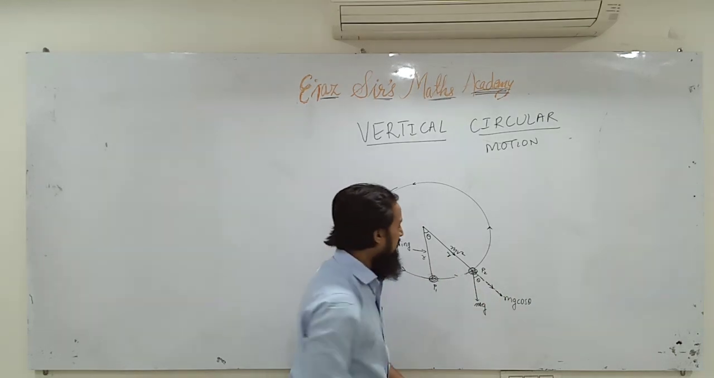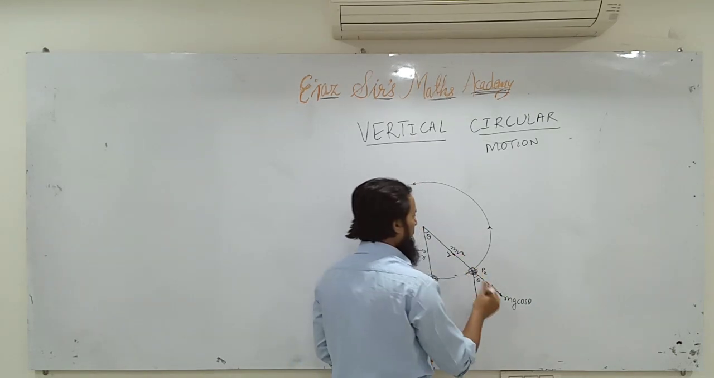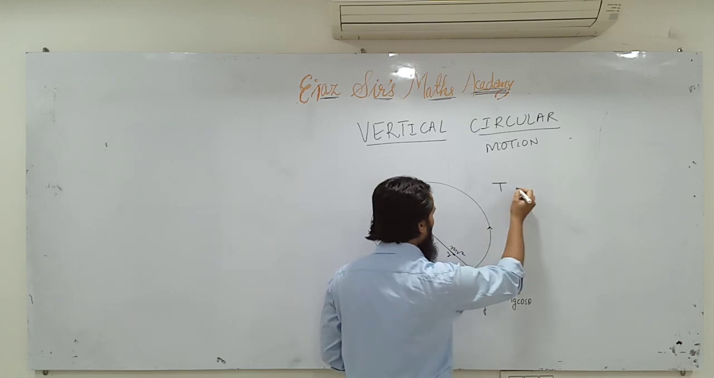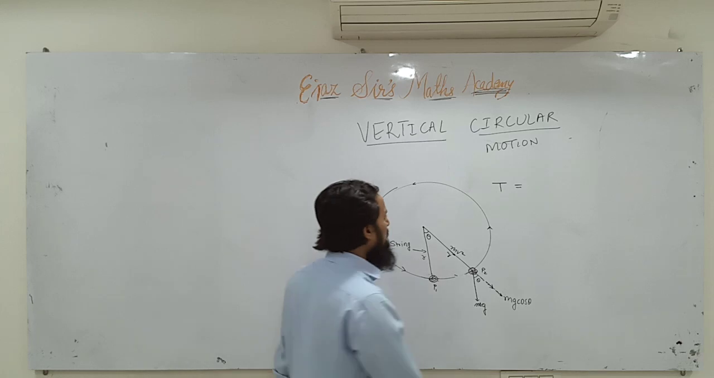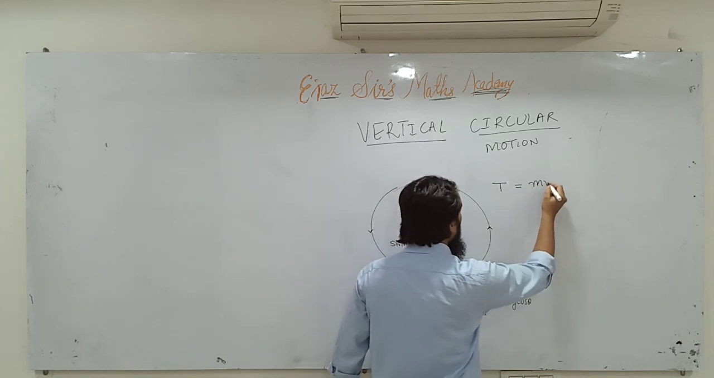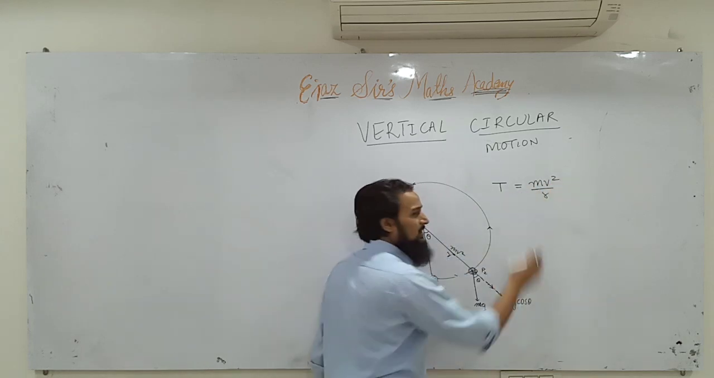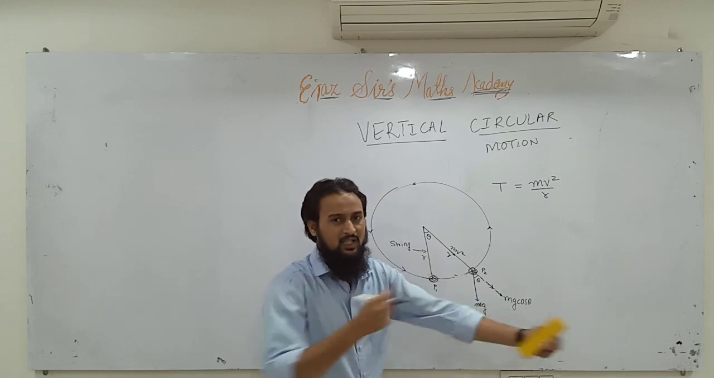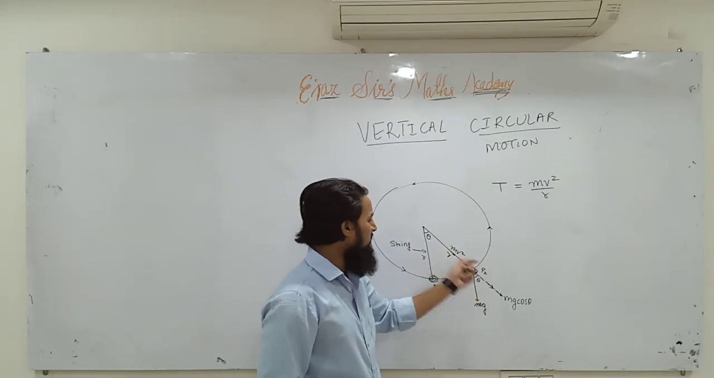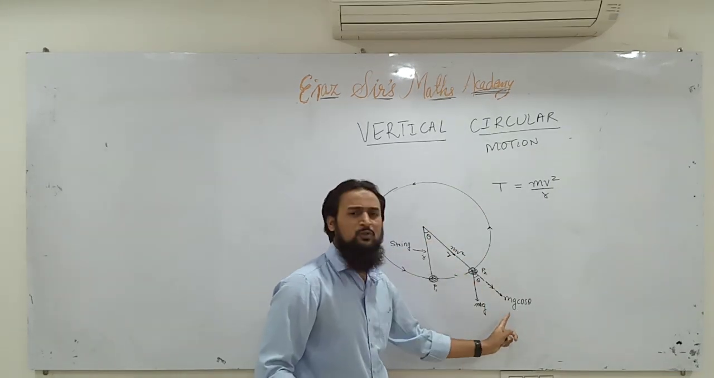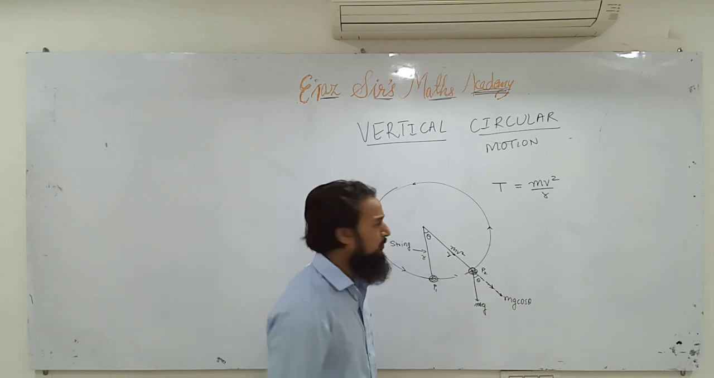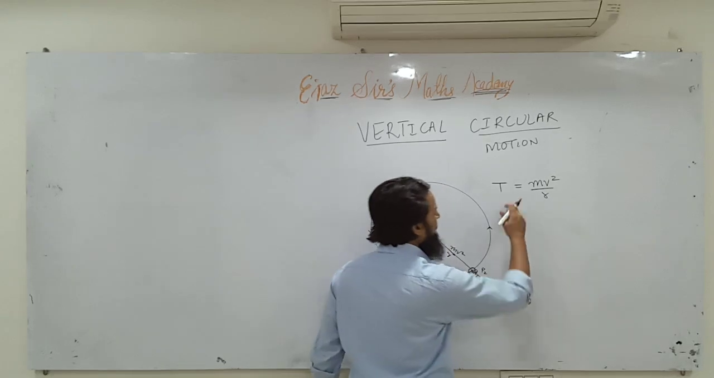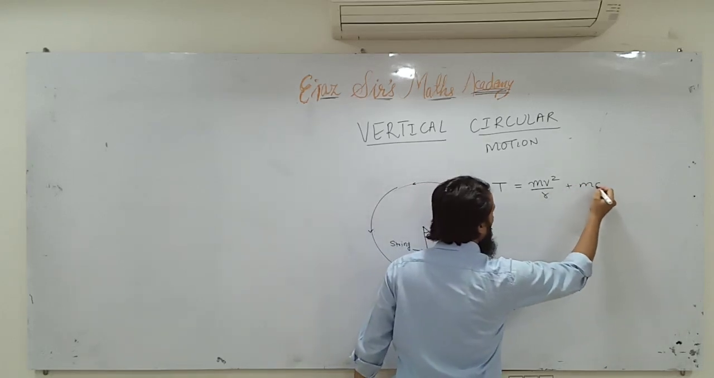Understood? So we can write: tension on the string in this displaced position is equal to mv square by r. Tension is nothing but force, tightness, and this tightness is due to the force exerted by the centrifugal force as well as mg cos theta, which is the component of the weight. So T = mv square by r plus mg cos theta.